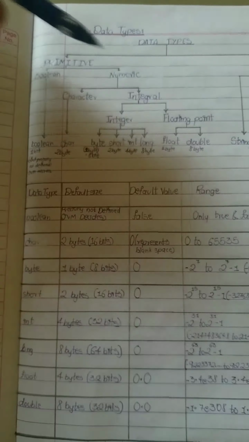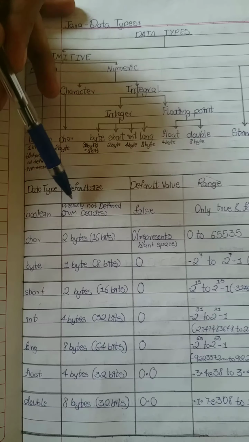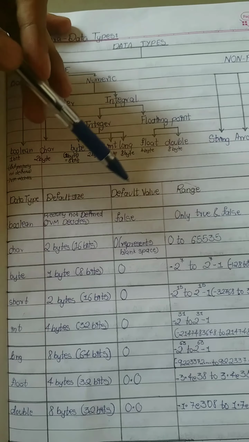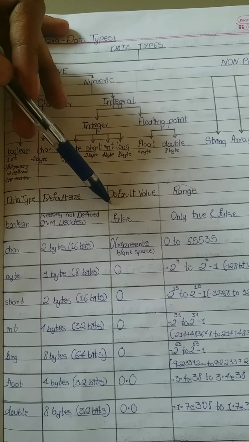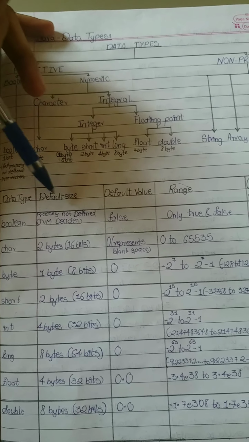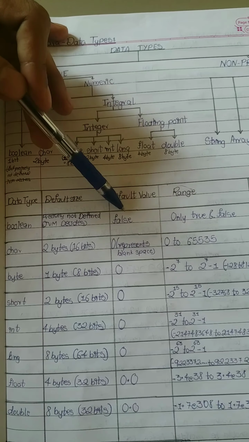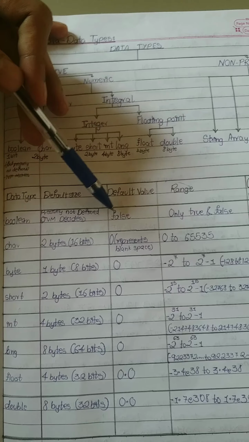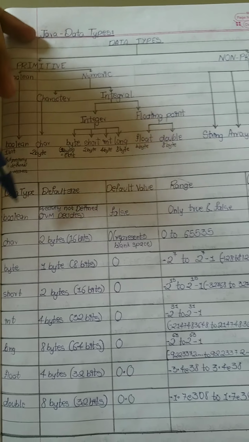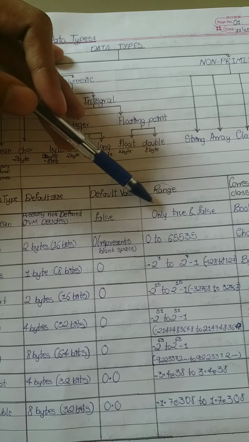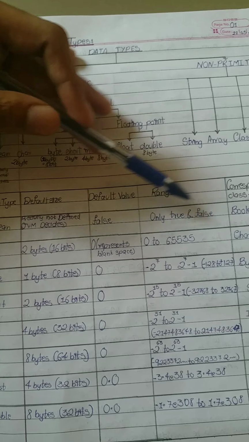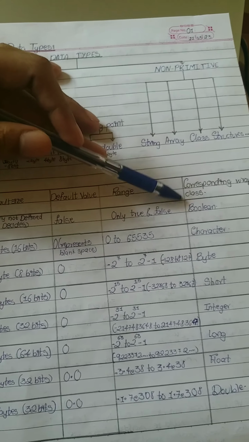Boolean का default size is not actually decided, JVM पे depend होता है. And default value उसकी false रहती है. Size उसका fix नहीं होता, मगर default value उसकी false रहती है. Value नहीं दिया तो it will be considered as false for Boolean. Range क्या है? It is either going to be true or false. True या फिर false ही रहने वाला है. Corresponding wrapper class for Boolean is Boolean.